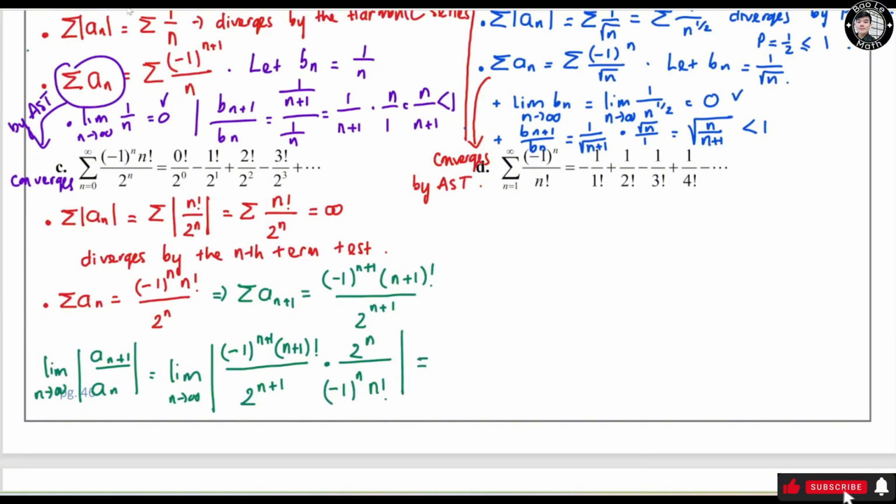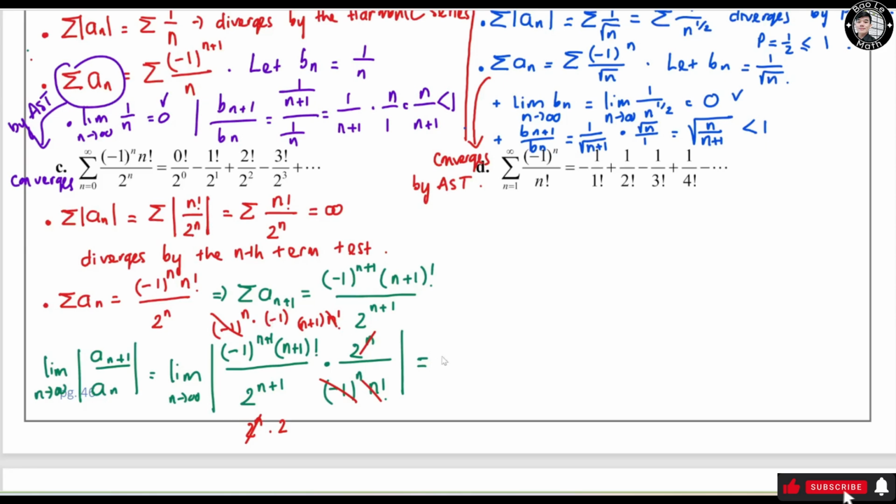Now we're going to simplify this one. -1 raised to the n plus 1 is going to be -1 raised to the n times -1, and then these cancel out. 2 to the n plus 1 is going to be 2 to the n times 2, and this cancels out. n plus 1 factorial is going to be n plus 1 times n factorial, and this cancels out. Now the absolute value of -1 is going to be 1, so we don't really care about this one anymore.